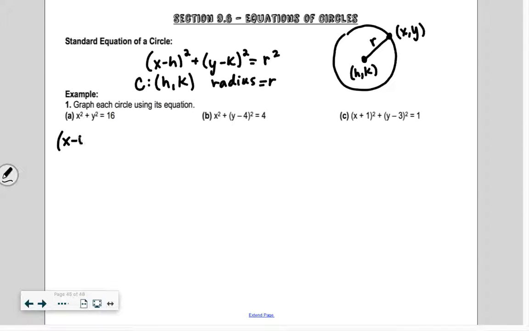Is it in the form (x minus something) squared plus (y minus something) squared equals something squared? What's the something squared to give us 16? 4. 4 squared, right? So can you tell what our center and our radius is when I write it like that? What's the center? (0, 0). That's our h and our k, right? x minus 0, y minus 0. What about the radius? It's 4. Exactly.